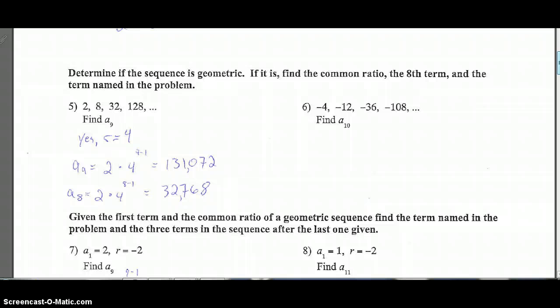Number 5, it is geometric. So yes, you're multiplying by 4 every time. A sub 9 is 131,072. And then the directions also say find the 8th term, which is 32,768. And those are found using the A sub n equation for geometric.